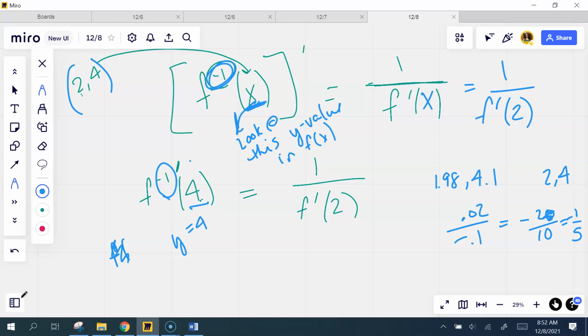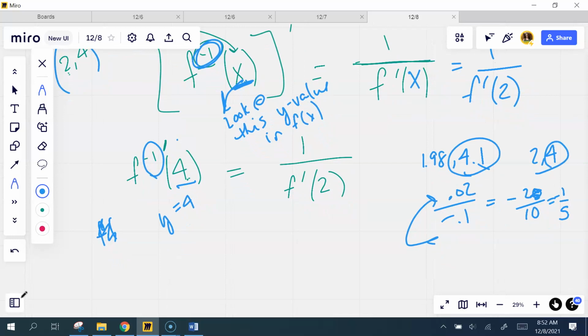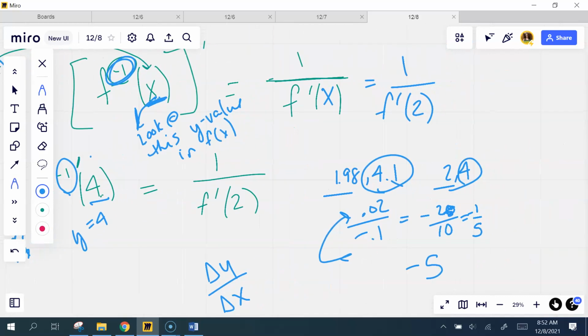1.98. Oh, we flipped them. It's y over x, not x over y. It's okay, Dylan. I should have caught that. That's what all those boys keep doing. You put x over y instead of y over x. It's rise over run. So it's 4.1 minus 4 over 1.98 minus 2. That's negative 5. So this one is the flip of that, which is negative 1/5.